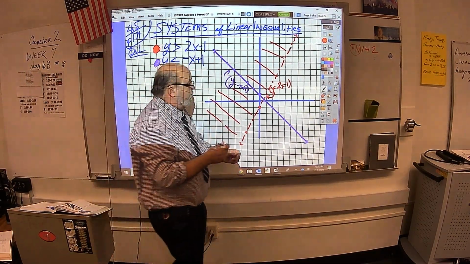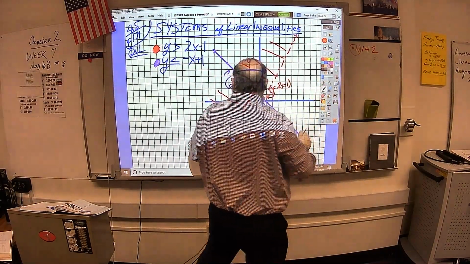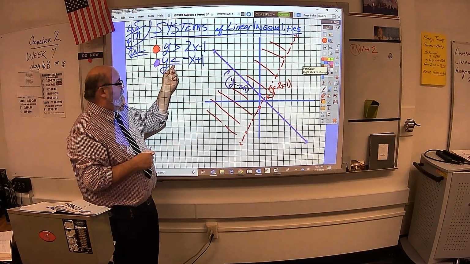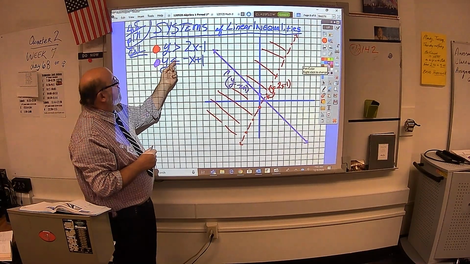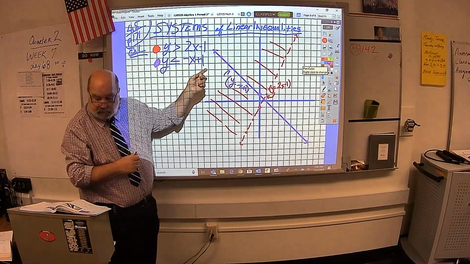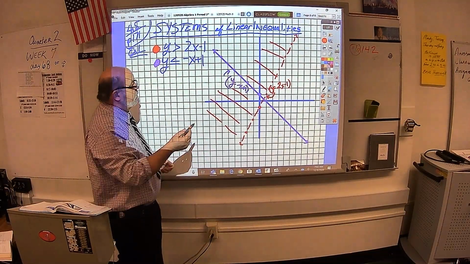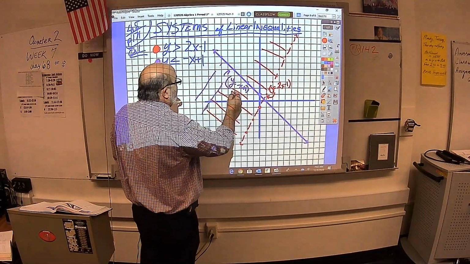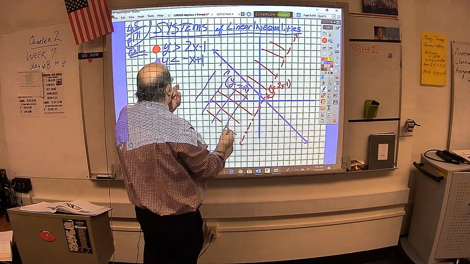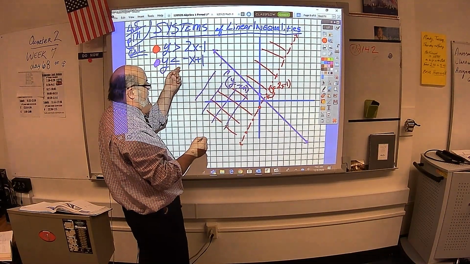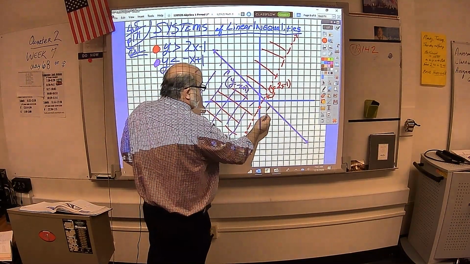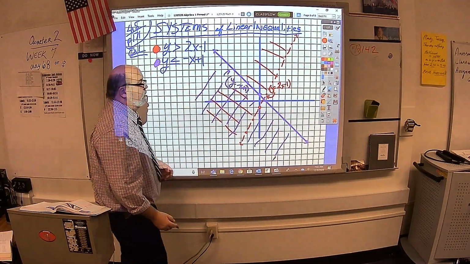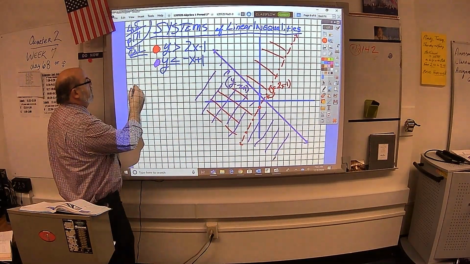Alright, so the second part of this says we're going to create, let's go back to the purple pen that I was using before, y is less than or equal to negative x plus 1, right? So negative x plus 1 is going to look like this. Y is less than or equal to. Now this can get confusing very, very quickly.